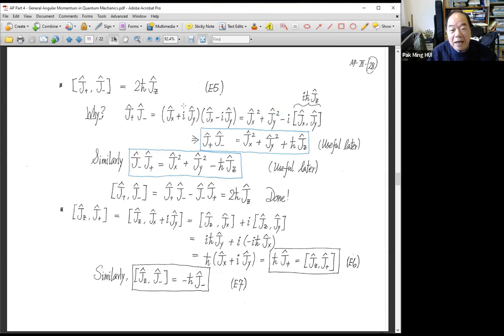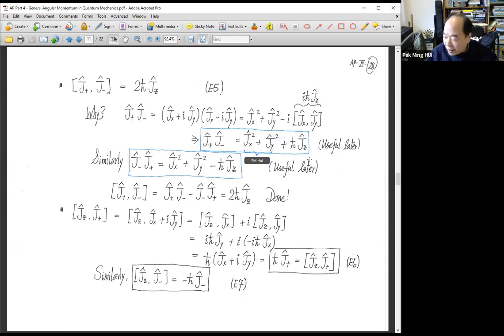And then now you have this cross term, Jx Jy, and then Jy Jx. That will pick up a commutation relation of Jx, Jy, and we know that by definition, which is proportional to Jz. So the final answer, a very important one later, will be this one. J plus J minus is related to Jx squared, Jy squared, and then h bar Jz.